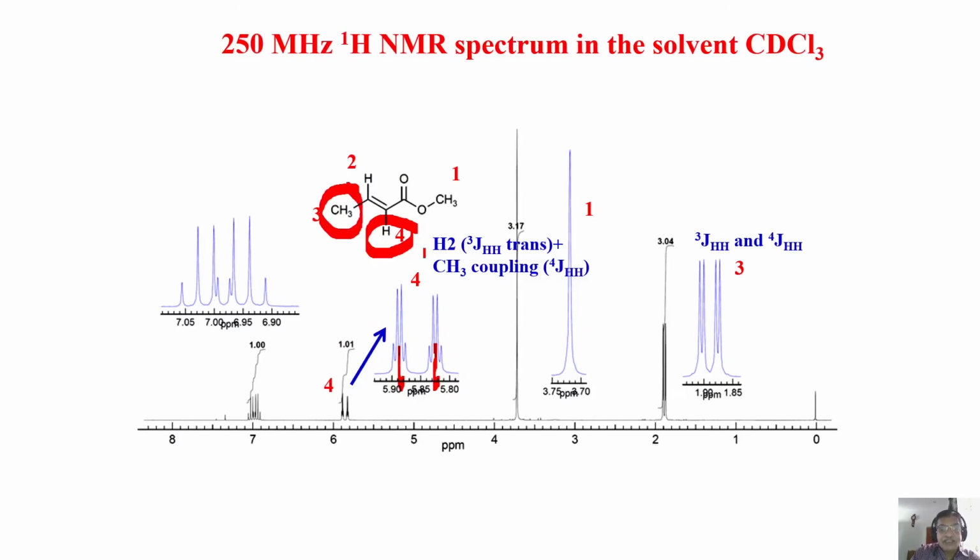So it is going to be a doublet because of this, which is quite large coupling, and each line of the doublet is a quartet. Understand? Each line of the doublet becomes a quartet. As a consequence, it is going to be a doublet of quartets. You understand? This is going to be a doublet of quartets.